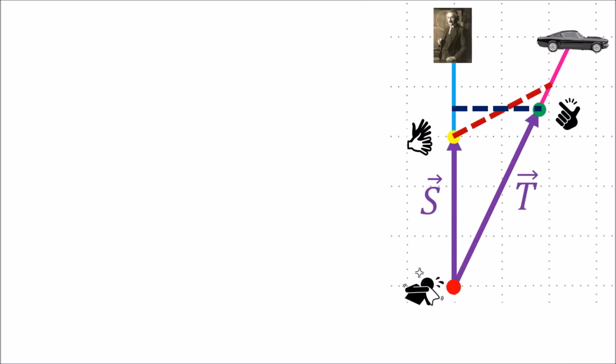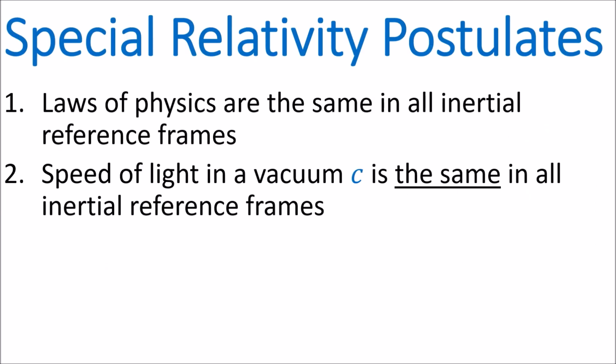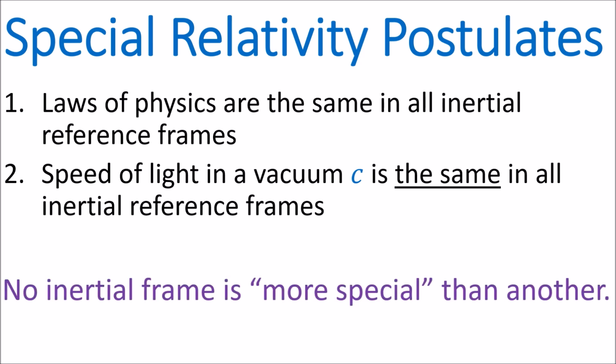Remember, the fact that moving observers see each other's clocks run slow and see each other's rods contracted to be shorter makes mathematical and geometric sense. It also agrees with the postulates of special relativity that say that all inertial frames are equivalent, and that no inertial frame is special compared to another.